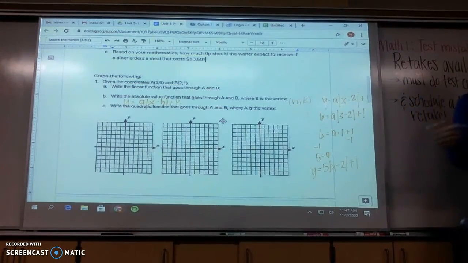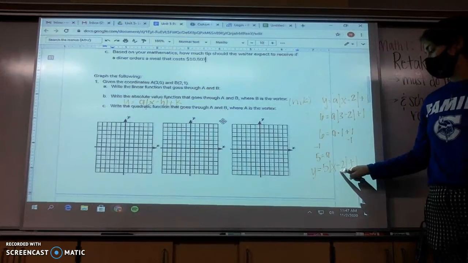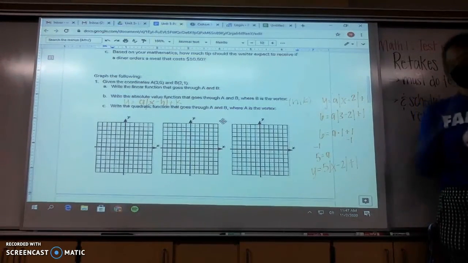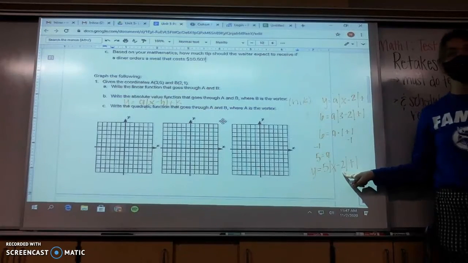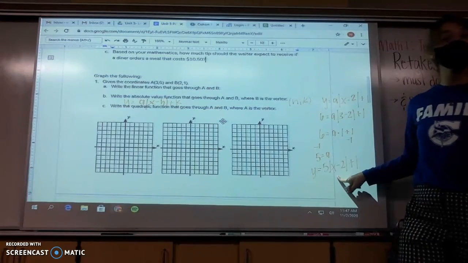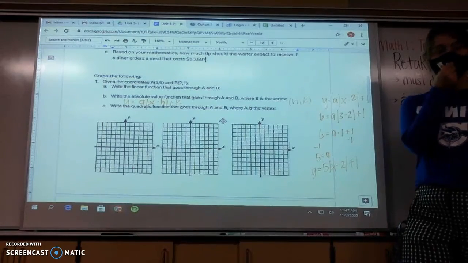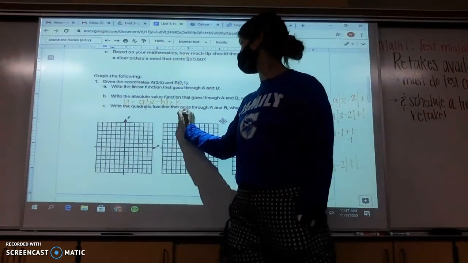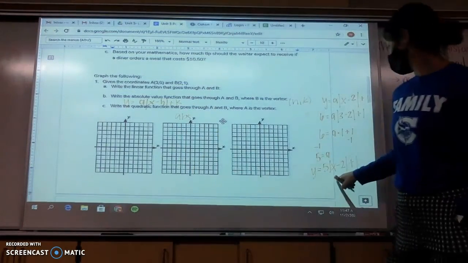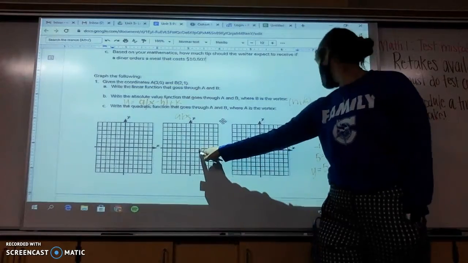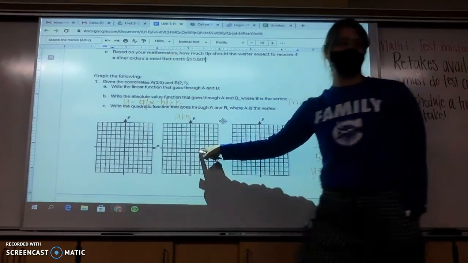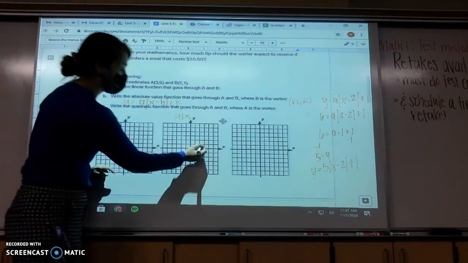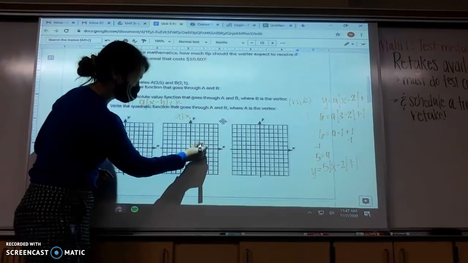And now I need to graph that. This is a translation, right? So when I have something on the inside of my absolute value, what happens? Yeah, it moves to the left or the right. Because this is negative, where is this going to move? To the right, positive. So we're going to go x plus 2. This one's my absolute value over here. I'm going to move over here. And then I have that plus 1 on the outside. So where does that plus 1 move this point now? Up 1.